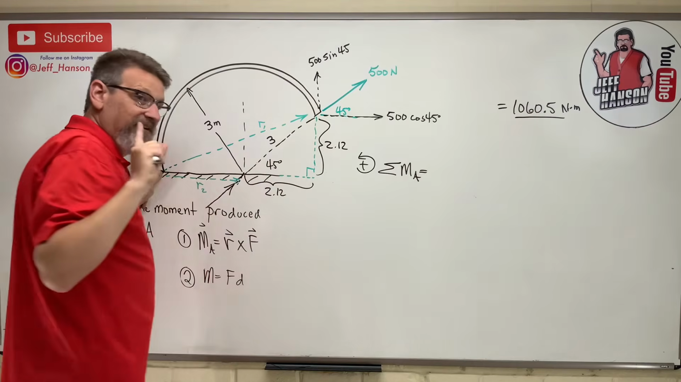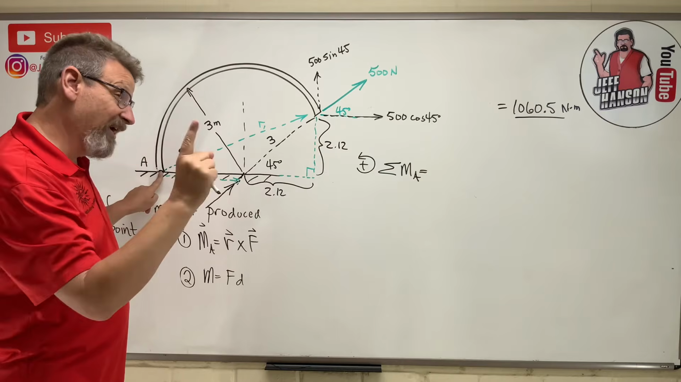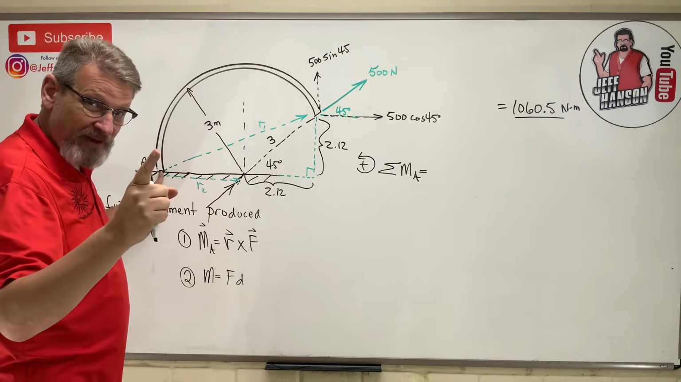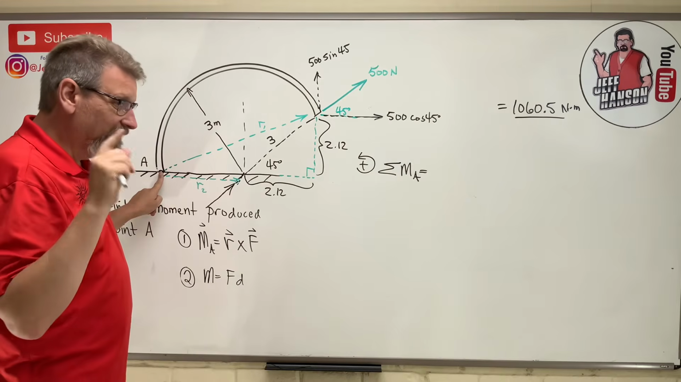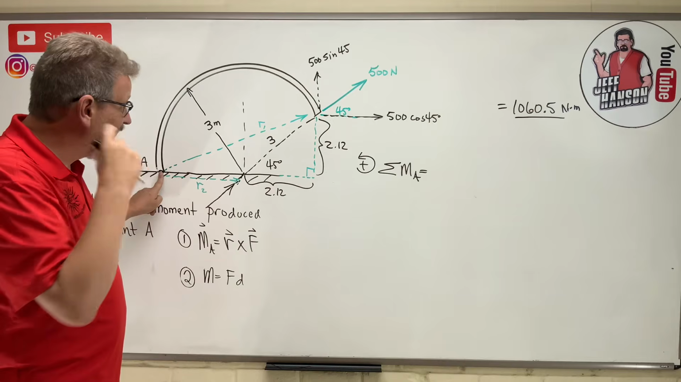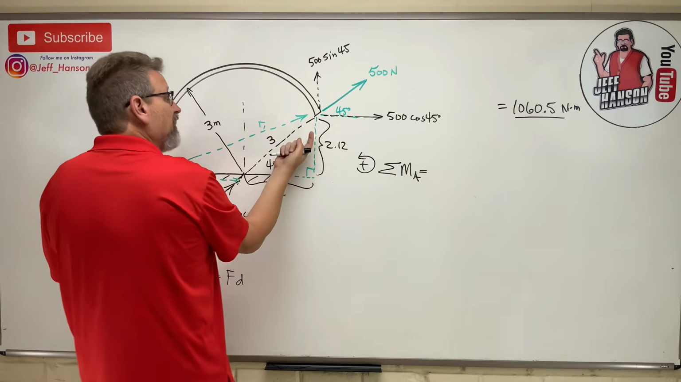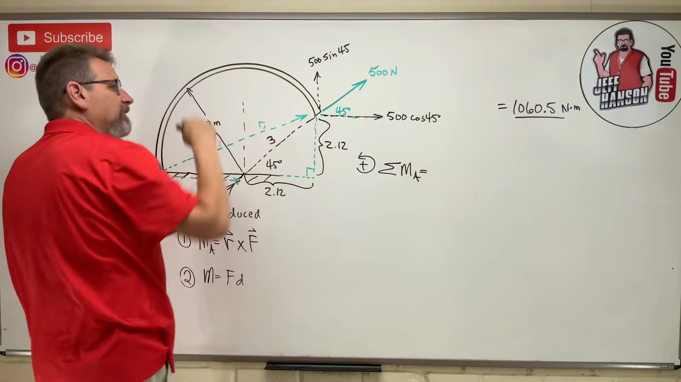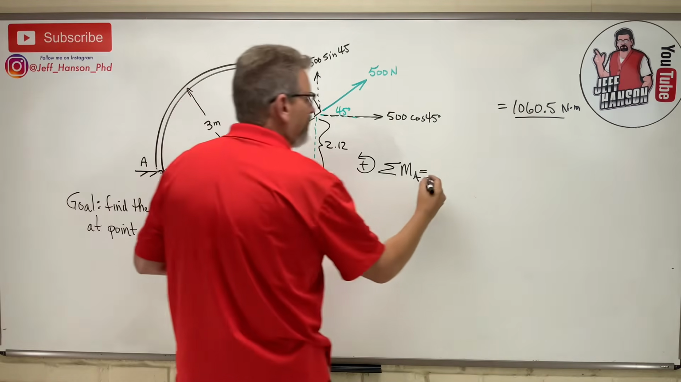Because when you're doing moments, you got to ask yourself 2 questions. Number 1, which way does he make me spin? Clockwise or counterclockwise, because that tells me the sign. And number 2, how far away is it? That's the only 2 questions you need to ask. So, which way does he make me spin? If I push up, it's going to make me spin counterclockwise. That's positive.